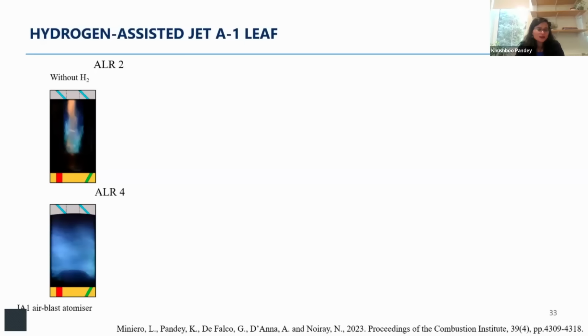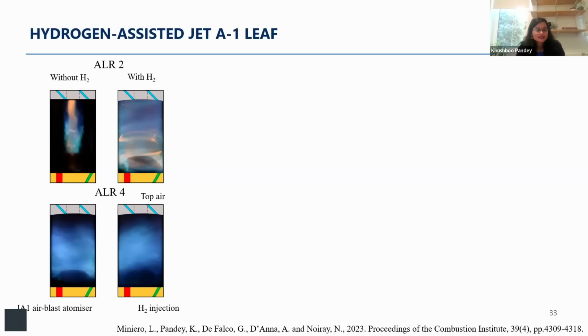So what do we do when we have unstable liquid flame? We inject hydrogen. This is the part where we decided that hydrogen would make a good candidate to inject into the burner to stabilize and maintain the leaf configuration. On the left-hand side, we see the tubular topology without the hydrogen injection, and then the full leaf configuration with hydrogen injection. Again, for ALR4, we did the same.